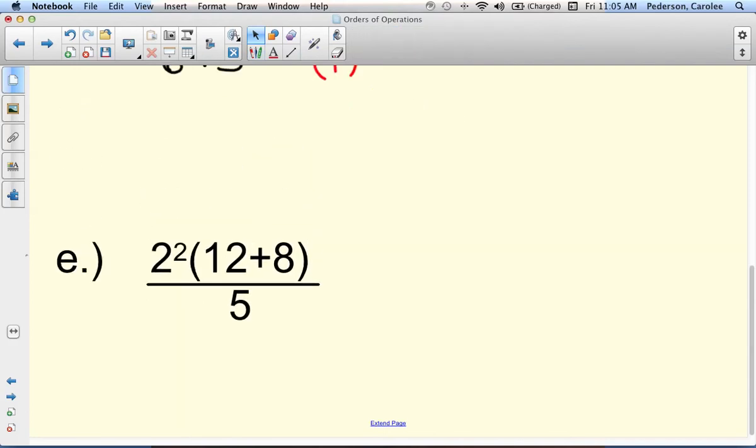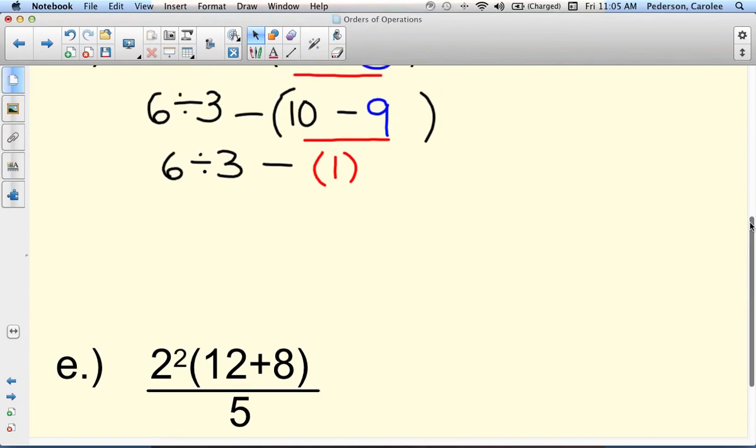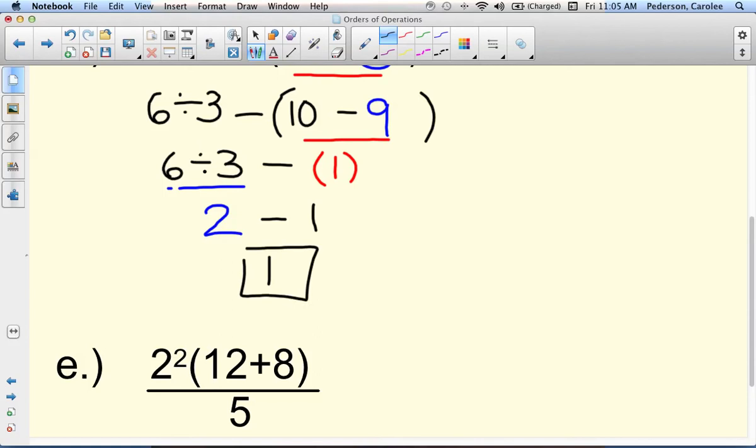Just going to push this down a little bit so I have some more room. And now take care of any multiplication or division. Well, there's a multiplication with 6 divided by 3, which is 2. Bring down the minus 1. And then 2 minus 1 is 1.